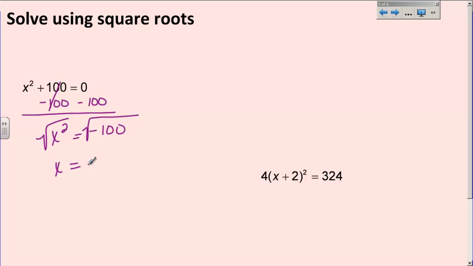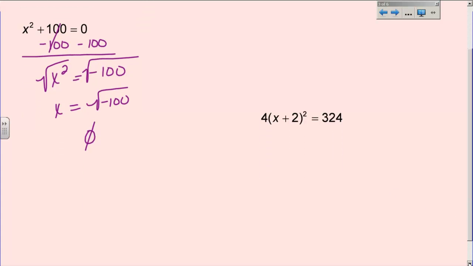Okay, so I have x is equal to the square root of negative 100, which has no solution. Because if I try to graph this, it will not touch the x-axis, and so there is no solution. So if you get a negative in that square root symbol, what we call the radical, you have no answer.